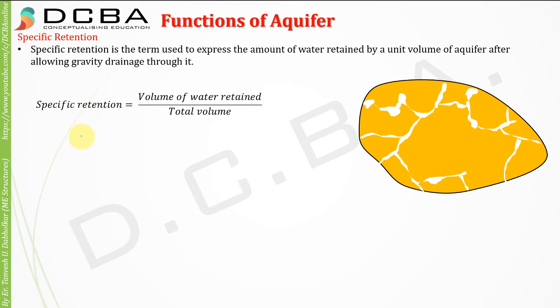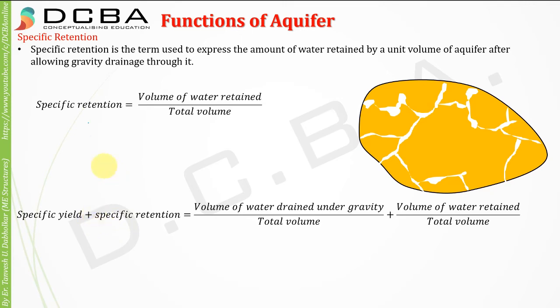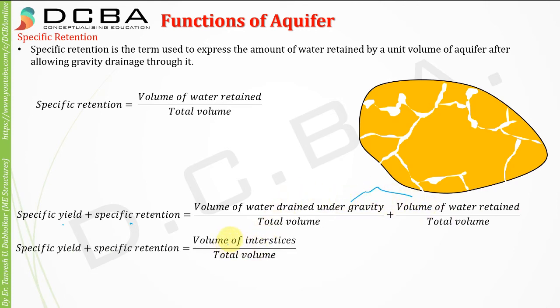So what we can actually get from this is, if I add specific yield and specific retention, it is volume of water drained under gravity upon total volume plus volume of water retained upon total volume. So if I add these two terms up, I will get total volume of interstices, because let us say if there is water in this pore, and after the free drainage, the water in the pore remains only this much.